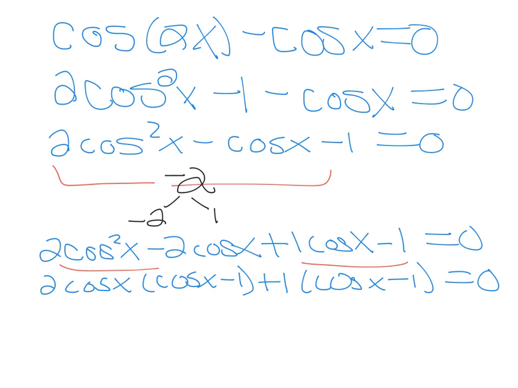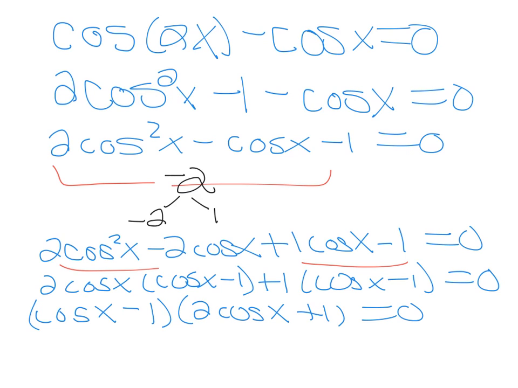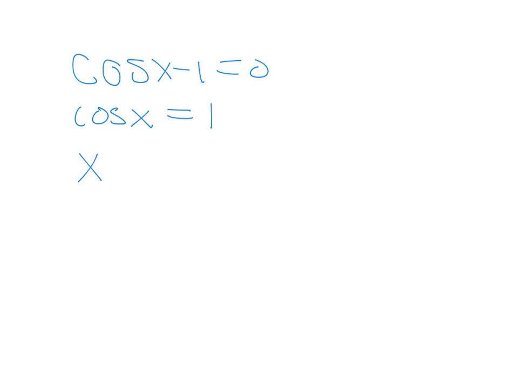My two groups now both have a cosine x minus 1 in common. In my first group, I have a 2 cosine x, and then I have a plus 1 for my second group, equals 0. Then I'm going to set each piece equal to 0. So I'm going to have cosine x minus 1 equals 0, and that means that cosine x equals 1. Based on your restriction, we know that happens at 0 and at 2 pi, but 2 pi is not included in the restriction, so x equals 0 radians. There's one of my answers.